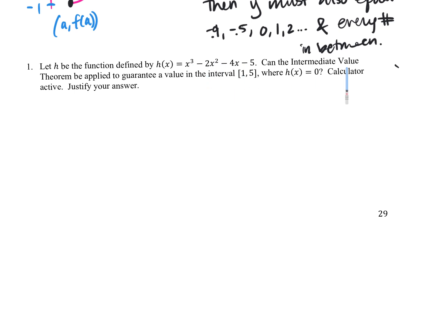Okay, so this is continuous. That has to be true for the intermediate value theorem to be applied. And it says just from 1 to 5. Does my y value have to cross through 0 between 1 and 5? What are we going to plug in?